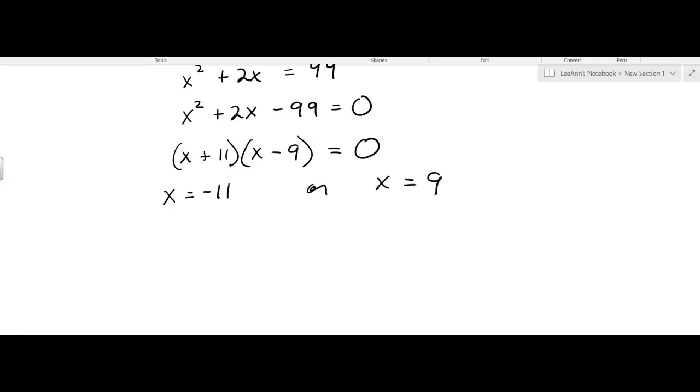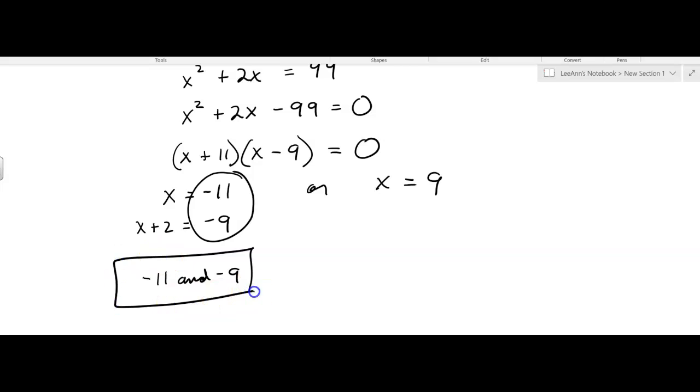Now I'm looking for 2 consecutive odd integers. So if x equals -11, then x plus 2 equals -9. Now, are they odd integers? Are they consecutive odd integers? Yes. And do they multiply to be 99? Yes. So one answer is -11, I guess, and -9. Those could be the 2 consecutive odd integers that multiply to be 99.